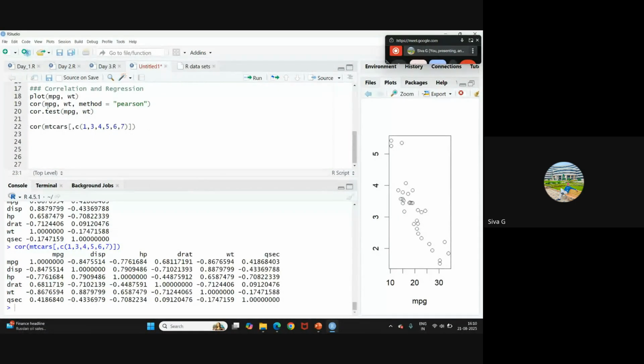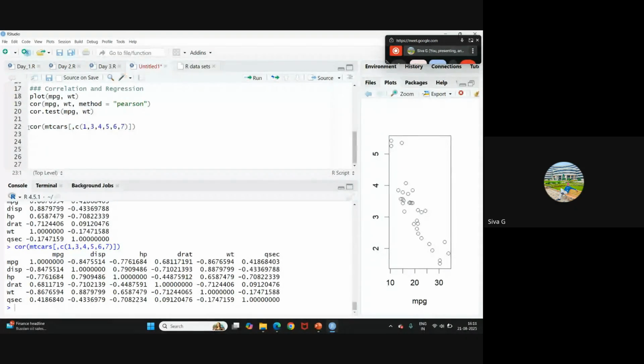Earlier, I mentioned the correlation between MPG and weight. Only two variables, so we got a single value. Now I want to find the correlation between all these variables in the mtcars data. See, MPG, correlation is 1. The correlation between one variable and itself is always 1, right? Next, mileage to displacement, minus 0.84. Mileage to horsepower, minus 0.77. Like that, you have the relationships. It is a matrix, a correlation matrix.